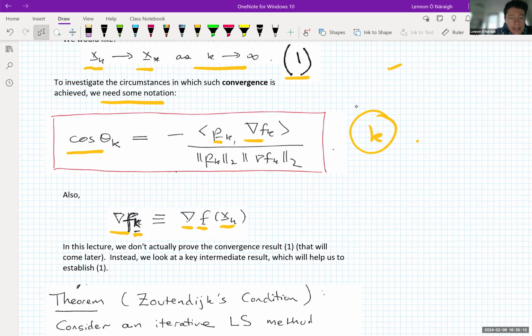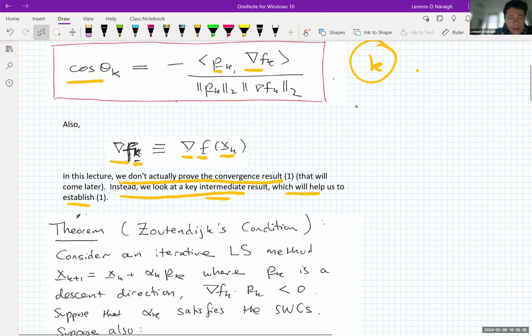So just to emphasize, in this particular lecture, we don't actually prove the convergence result in equation 1. That will come in a later lecture. Instead, what we do is to prove a key intermediate result, and that will help us to establish equation 1. And the intermediate result goes by the name of Zoutendijk's condition.